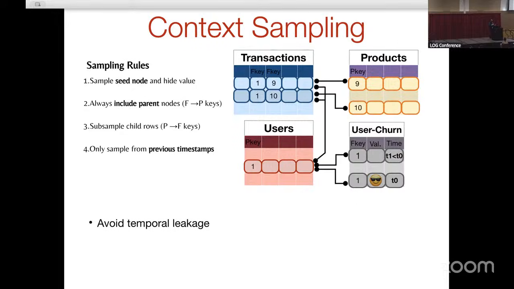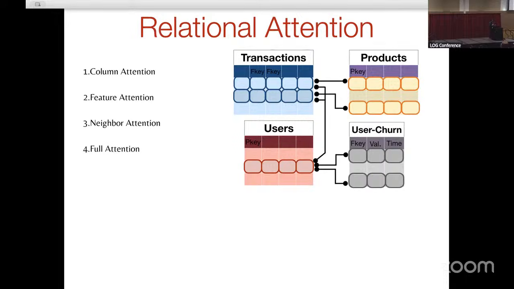One very important thing that we need to keep in mind is we can only sample from previous timestamps through the whole process in order to avoid data leakage and build meaningful architectures. So this is how we do sampling.